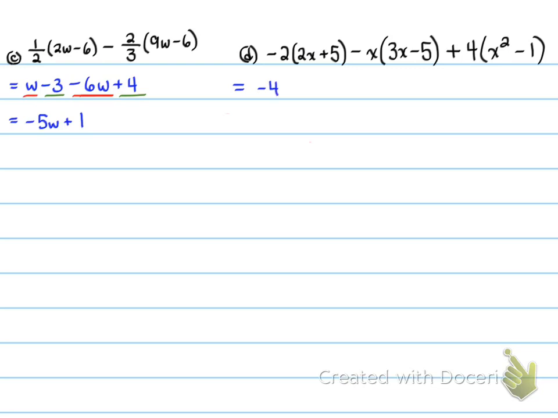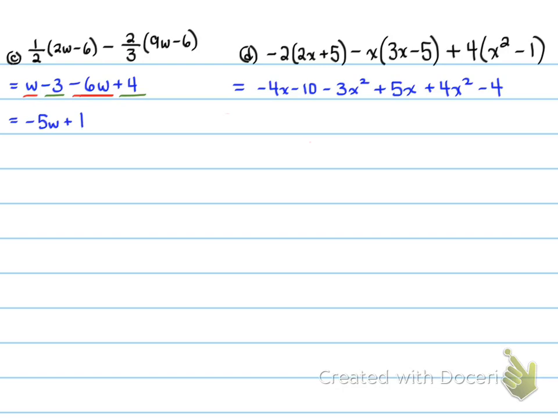Part D, here we go. Let's look at the last one. Part D: negative 2x times 2x. Negative 2 times 2x is negative 4x. Negative 2 times positive 5 is negative 10. Negative x times 3x is negative 3x squared. Negative x times negative 5 is positive 5x. And positive 4 times x squared is positive 4x squared. And positive 4 times negative 1 is negative 4, minus 4.